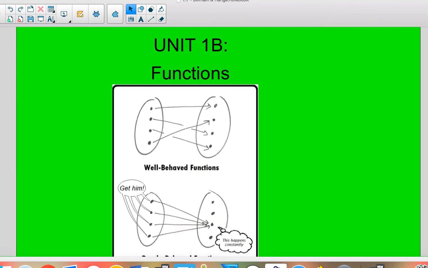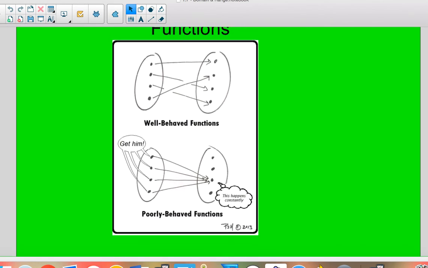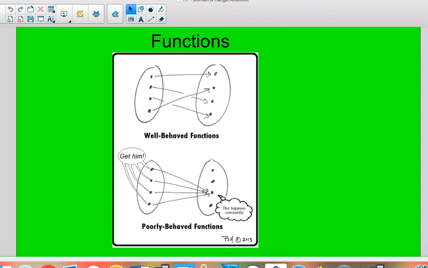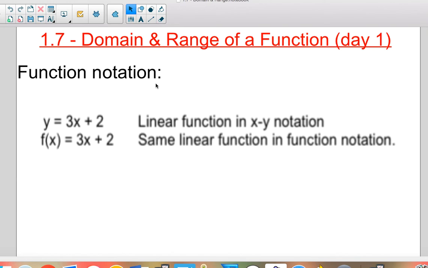Today's lesson is pretty much about functions, specifically with domain and range. So domain and range of a function, that's the first day. We'll do another day of this. We might just be able to do it one day. We'll see. But everything that you'll see now, instead of having y equals something, we're going to work with functions for the rest of the unit.